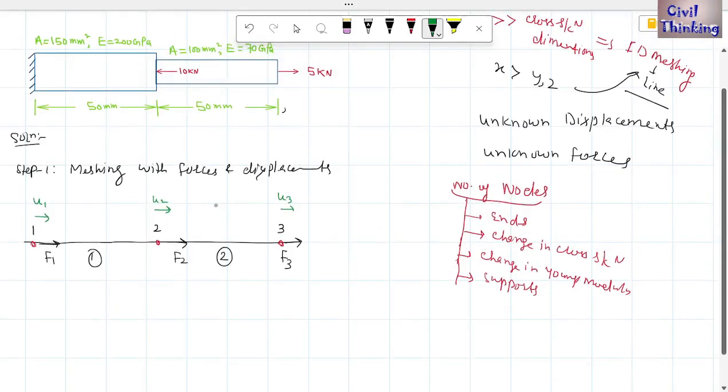Remember, you always have to draw these nodal displacements. Although this is a fixed support and there is no displacement here, you still write U1 here, because we have to write the stiffness matrix equation, so we have to fill up the things.